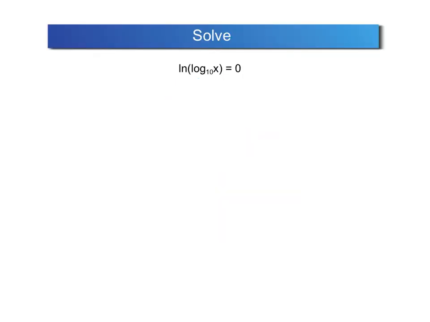Now, this one looks hard, but it's really not as hard as it looks. So I have ln of log base 10 of x. Well, the base on ln is e, so I'm going to make each of these my exponents on a base of e. When I do that, I get log base 10 of x out. e to the 0 is 1. Now I have base 10. I'm going to make each of these my exponents on a base of 10. And I find that x is 10.